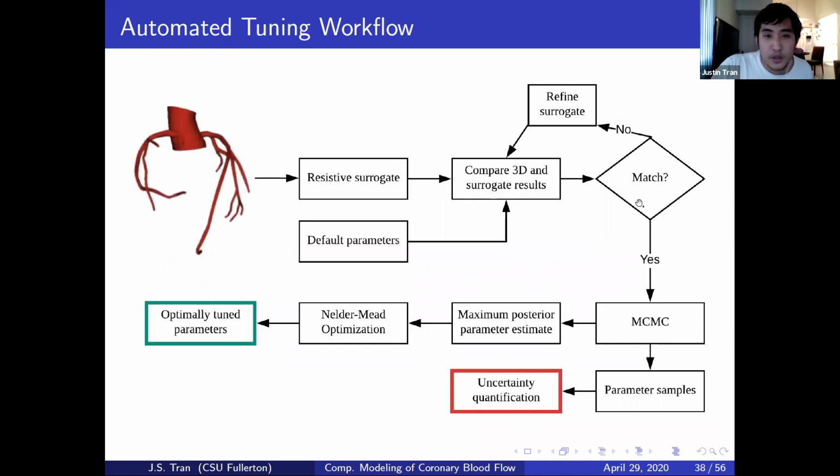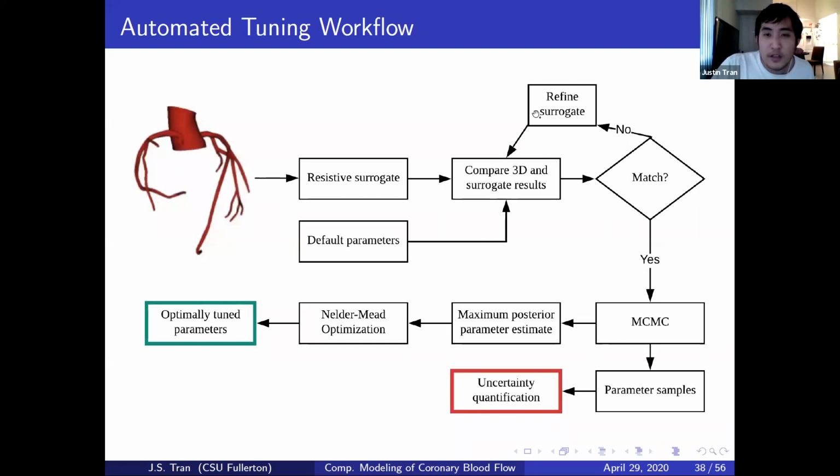Okay, so before I jump into the results, I just want to summarize the workflow. The starting point for this workflow is a 3-dimensional model. From there, we construct our resistive surrogate, because remember, we can't run our optimization or our MCMC with the full 3D model. We need to run our surrogate, okay? So the first step is to make sure our surrogate is accurate.